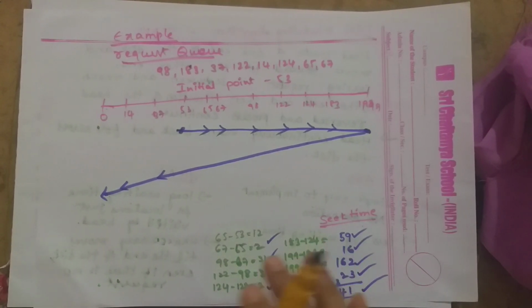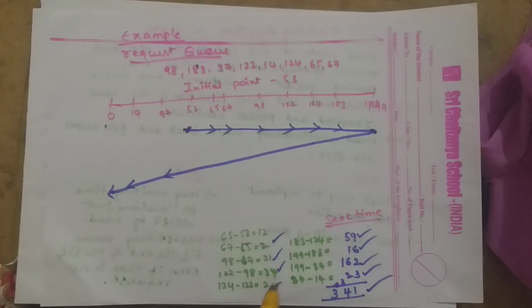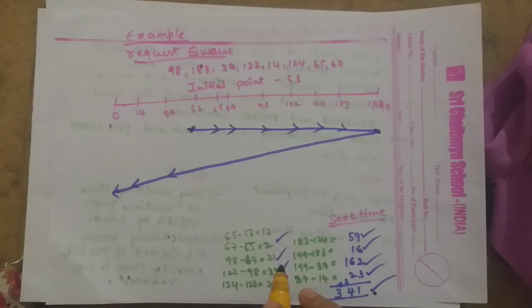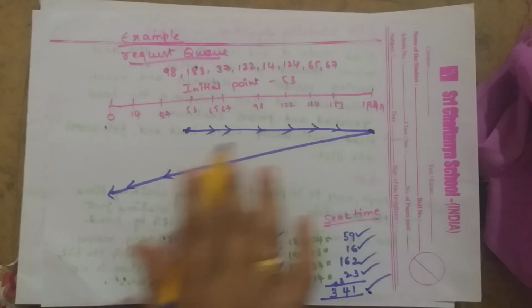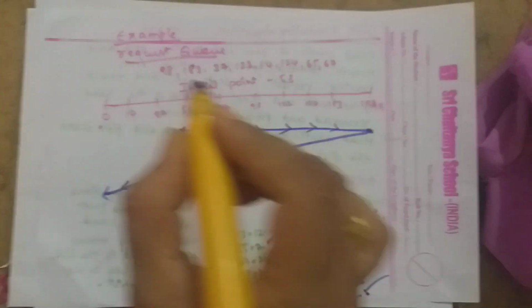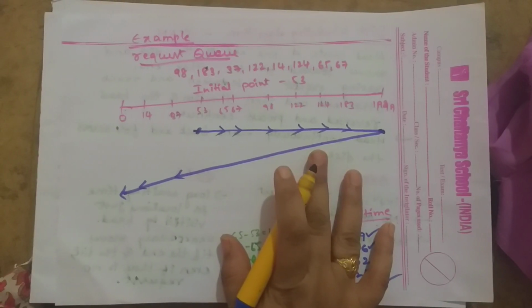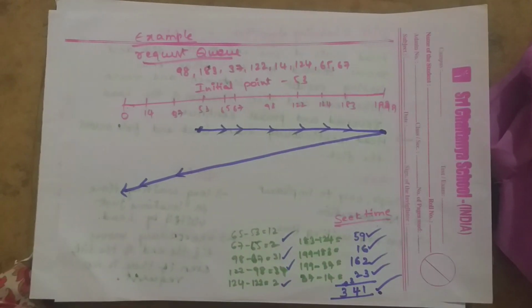When we compare with SSTF, the seek time here is more, but here the head moves in the forward direction and then the backward direction. There is no need to move forward and backward repeatedly like that. This is one of the most optimal algorithms. This is the SCAN algorithm.